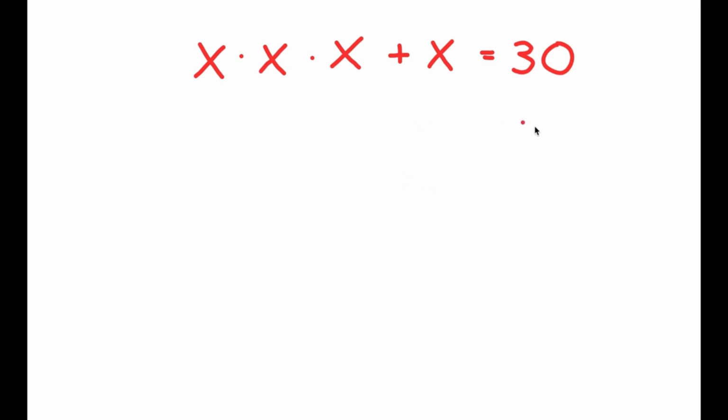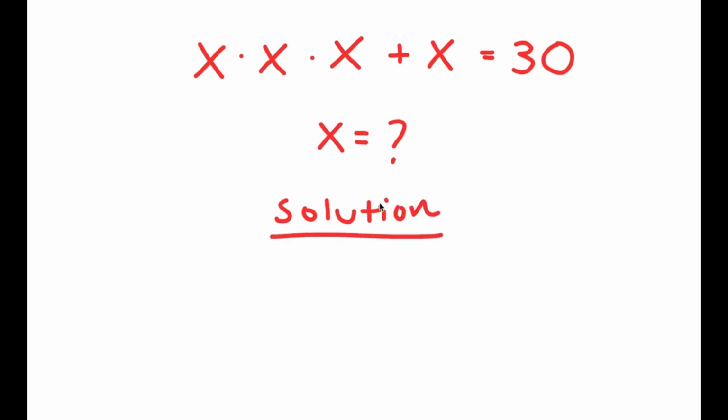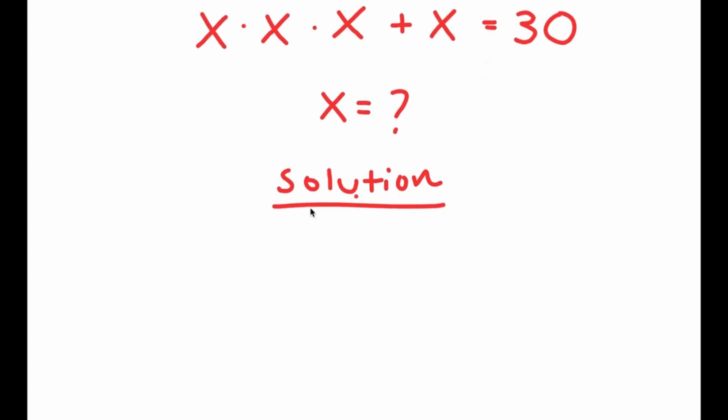All right, so in this equation, we have x times x times x plus x is equal to 30. So my only variable here is x, so we know that we're going to solve for x. So for my solution, what I'm first going to do is start by subtracting 30 on both sides.